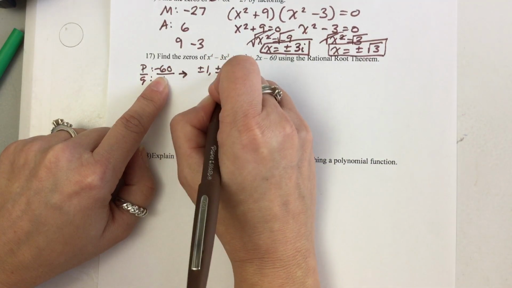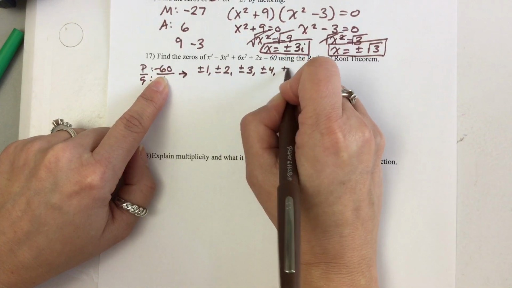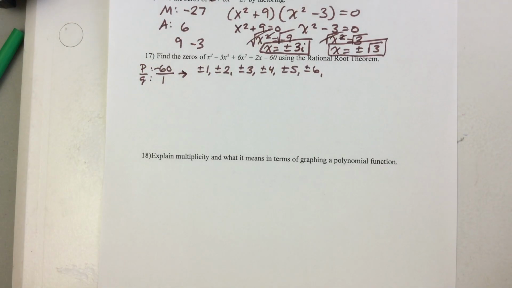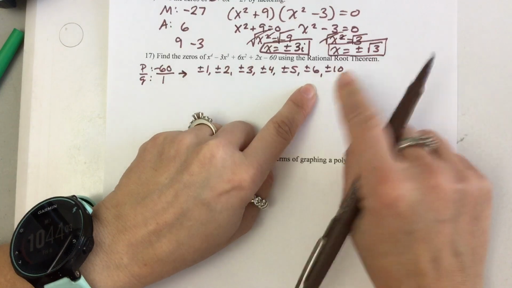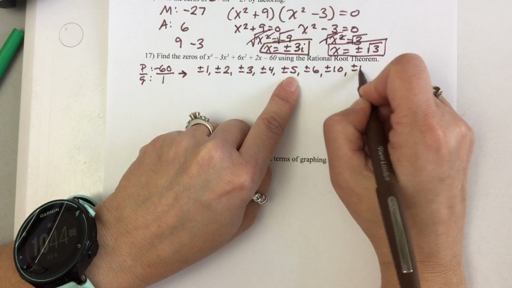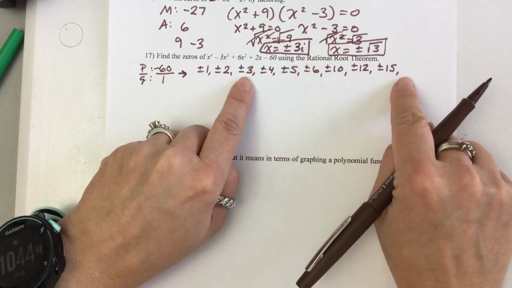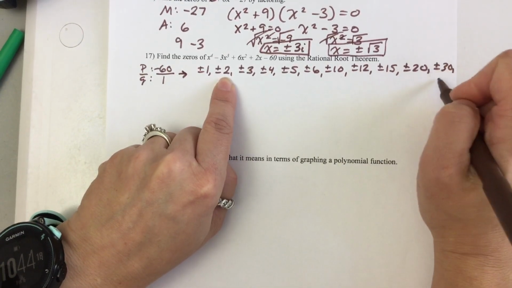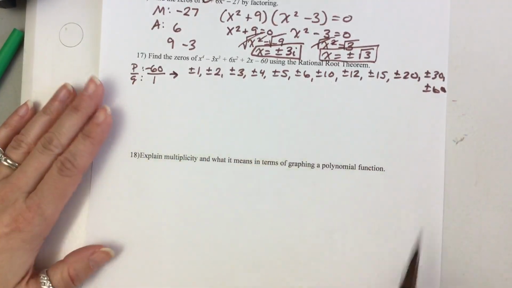Plus or minus 1. 60 is divisible by 2, by 3, by 4, by 5, by 6. 7, nope. 8, nope. 9, nope. 10, yep. Okay, so here's our partner trick. 6 times 10 is 60. So the next value is what goes with 5 to make 60? That's a 12. What goes with 4 to make 60? 15. What goes with 3 to make 60? 20. How about a 2? That's 30. And last but not least, 60. So here are my possible solutions.